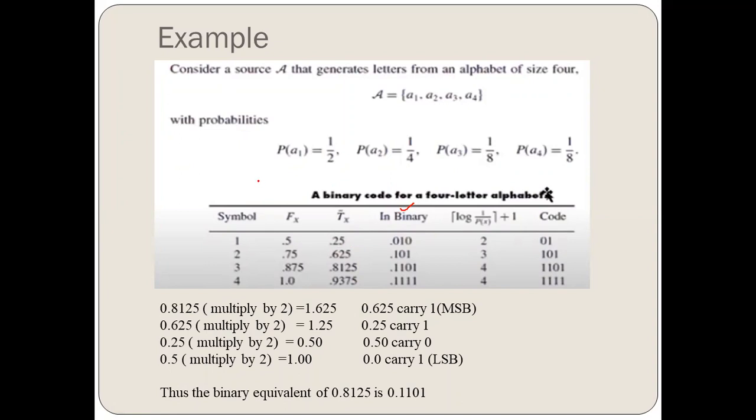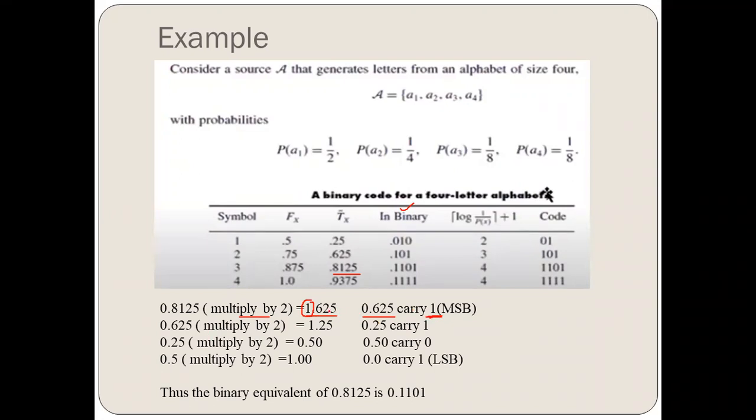All of you must know how to calculate it, but still, let's review how we calculate. Let's take the example 0.8125. We multiply by 2 every time. So 0.8125 multiplied by 2 gives you 1.625. Here you keep the decimal value, that is 0.625, and the integer value is taken as carry.